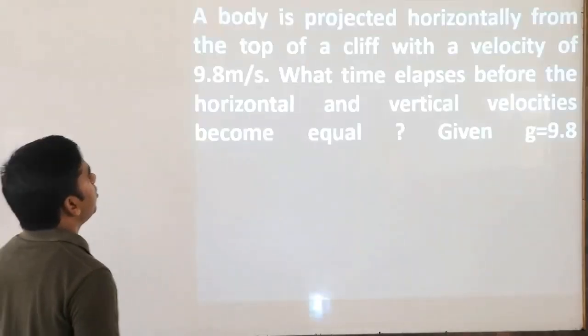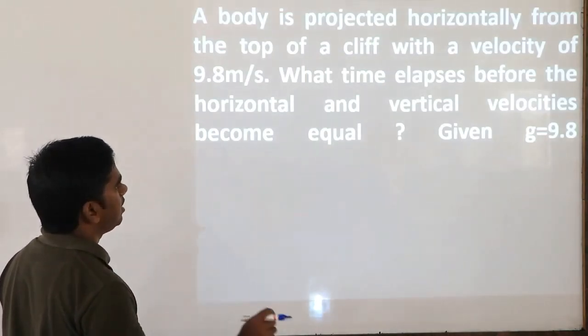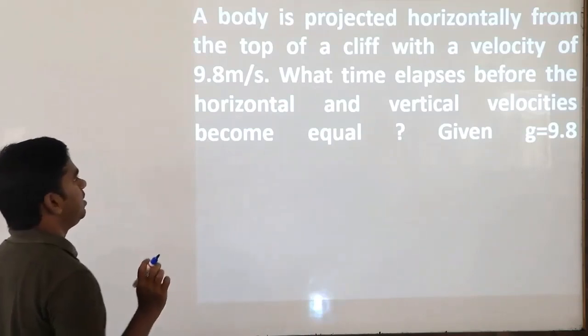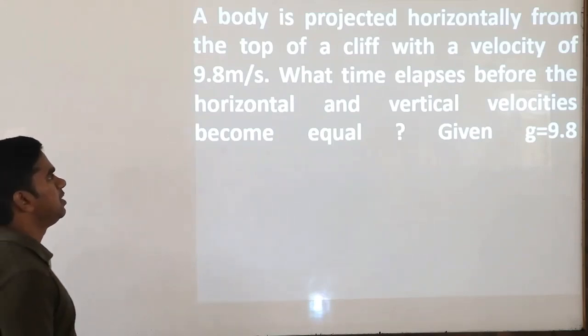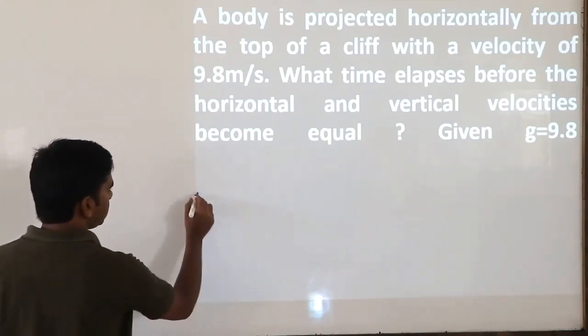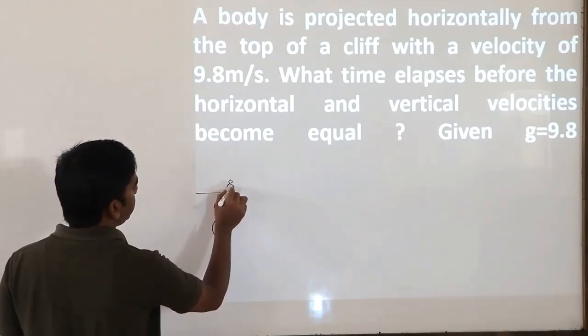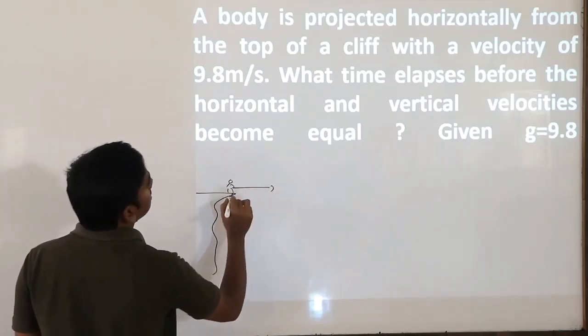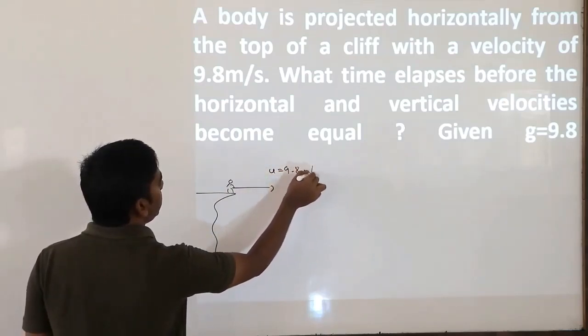So next question: a body is projected horizontally from the top of a cliff with a velocity of 9.8 meters per second. What time elapses before the horizontal and vertical velocities become equal? Given g is also 9.8 meters per second squared. Interesting one. There is a cliff, and a body is projected from the cliff with a velocity of 9.8 meters per second.